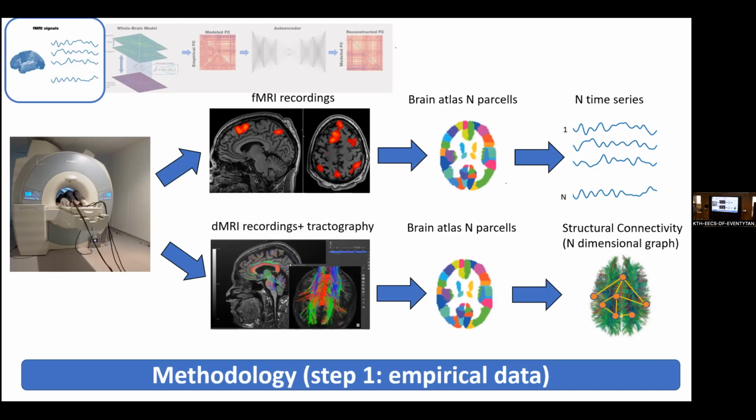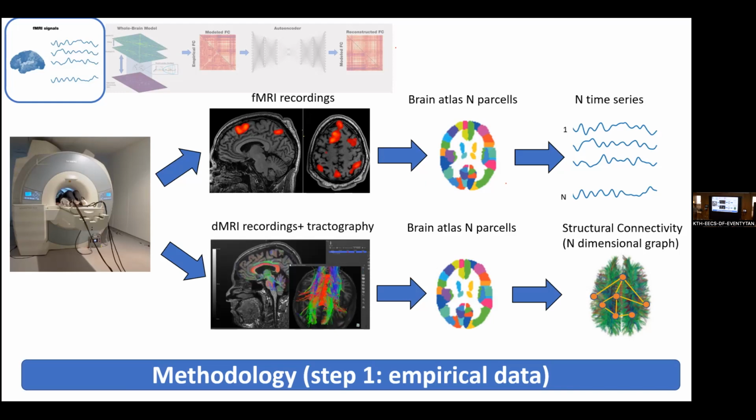So basically, the voxel level is upscaled by putting it into an atlas, and we get N time series, as depicted here, where N is the number of brain regions or parcels that you get through the brain parcellation. As I said before, I will work with 90 regions.